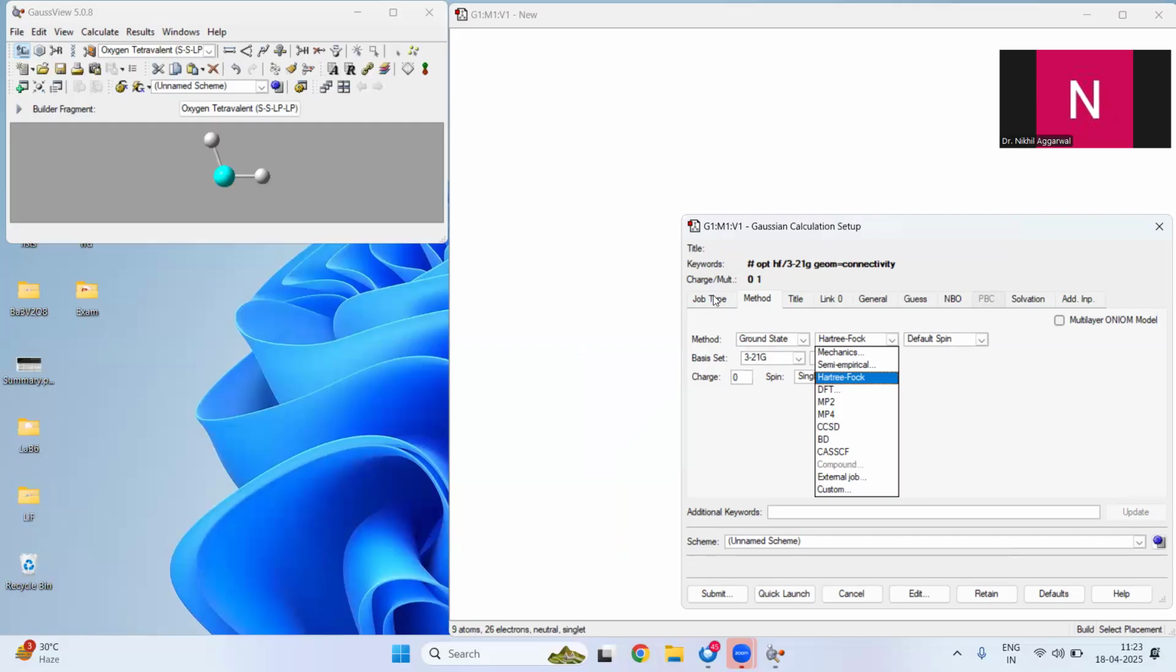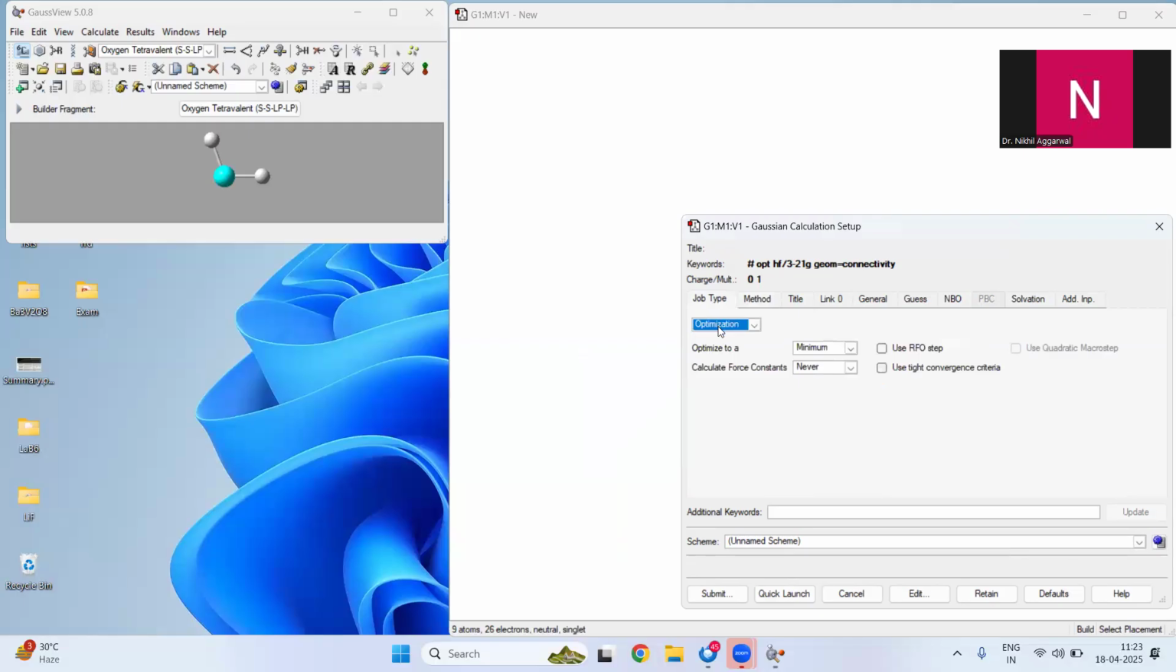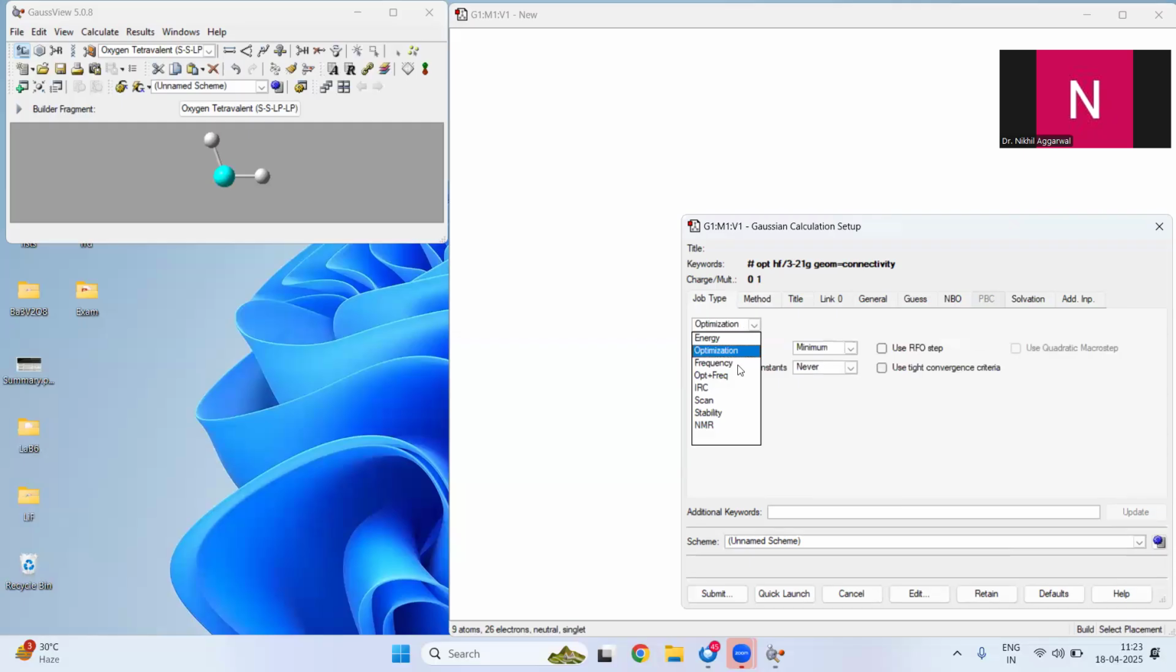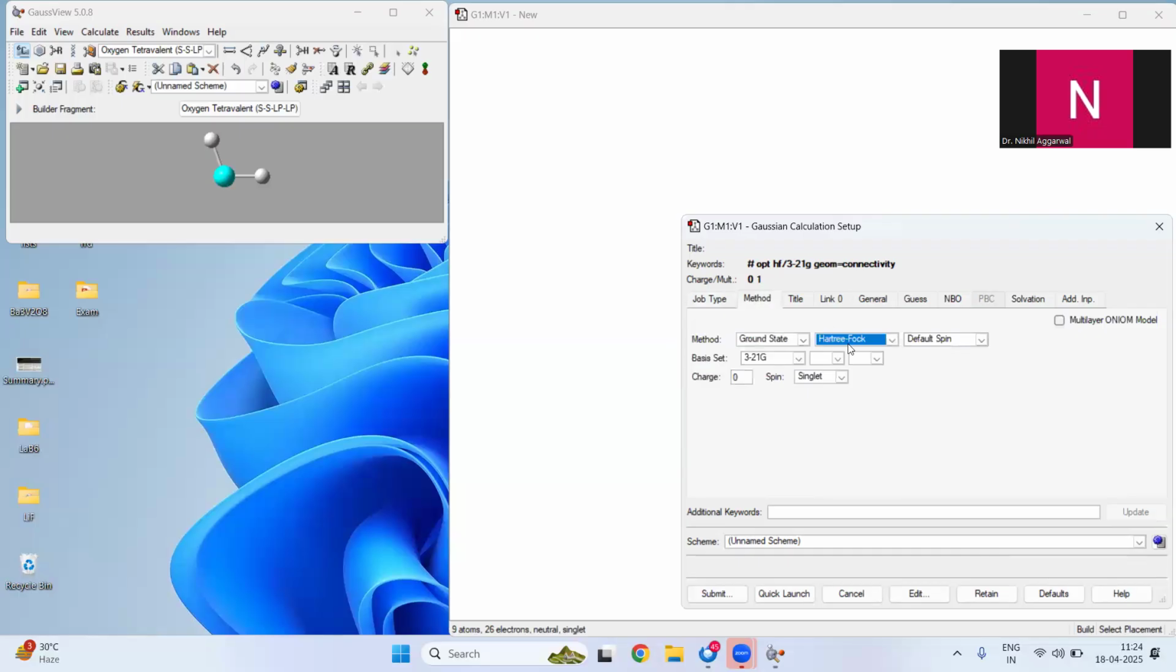Participant, before I enter the next part, there are a few words. What is this optimization? It is the calculation type. What is this method? It stands for your calculation type. Again, what does this keyword stand for? They stand for the theory type. So if somebody asks you what type of calculation you had performed, you need to answer optimization, frequency, scan, NMR, and so on. If somebody asks you what type of theory level you have taken, don't answer ground state, TDSCF, optimization. They would like to know whether you have employed HF, DFT, MP2, or CCSD. So be particular about the words.